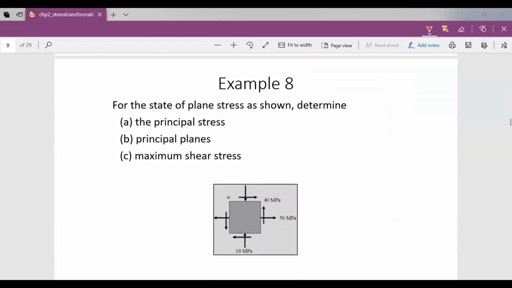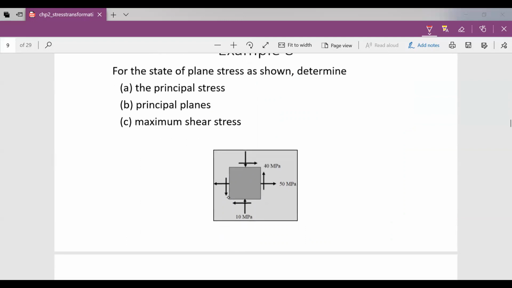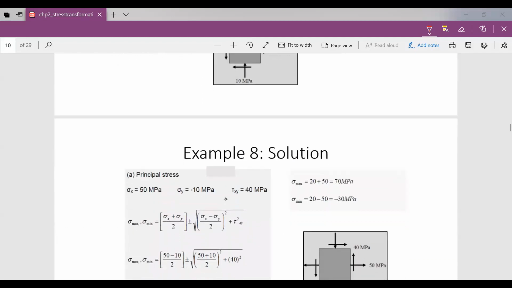Example 8. By seeing this example, I'm aware that students can understand much better. For the state of plane stress as shown, determine the principal stress, principal planes, and maximum shear stress. Okay, first we need to identify the positives and the negatives. We have three sub-questions: find the principal stress, principal planes, and maximum shear stress. Let's go one by one.